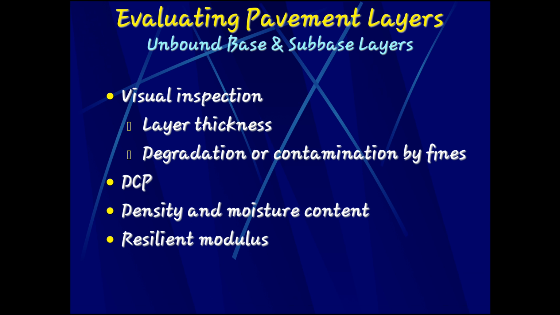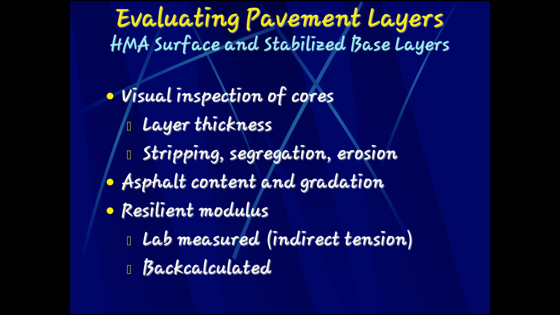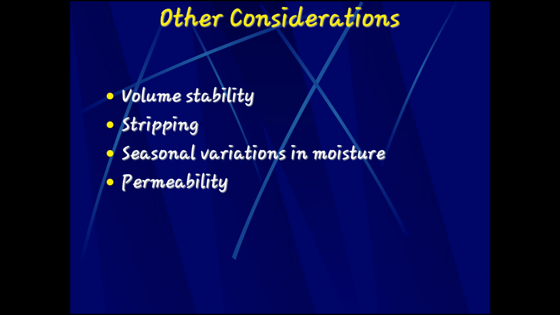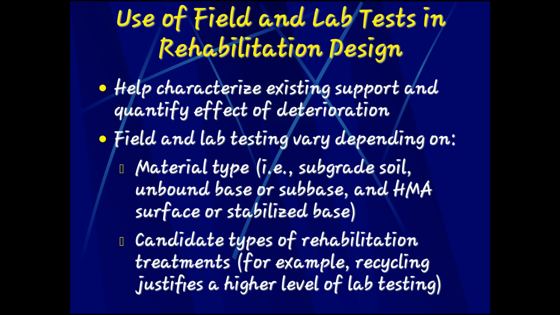Unbound base and sub-base layers: visual inspection, layer thickness, degradation or contamination by fines, DCP, density and moisture content, resilient modulus. Other considerations: volume stability, stripping, seasonal variation in moisture, permeability.